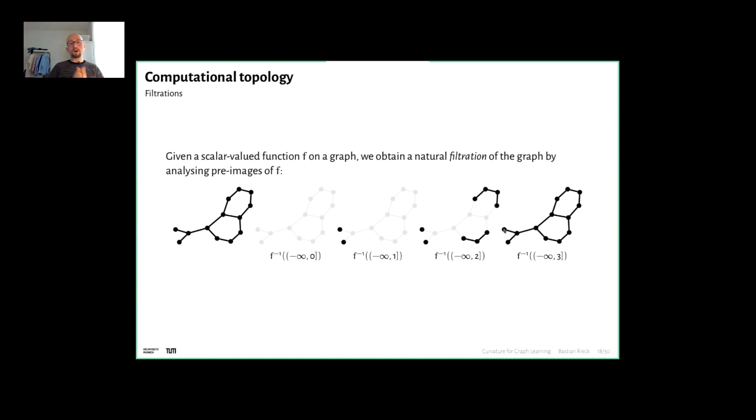And this only requires a scalar valued function on the graph, so it is very easy to accomplish, and moreover, it is computationally very efficient, because we're just dealing with all the nodes and all the edges in the graph. There's nothing higher order going on, in case you're familiar with simplicial homology, for instance. We're not using any higher order information here yet.